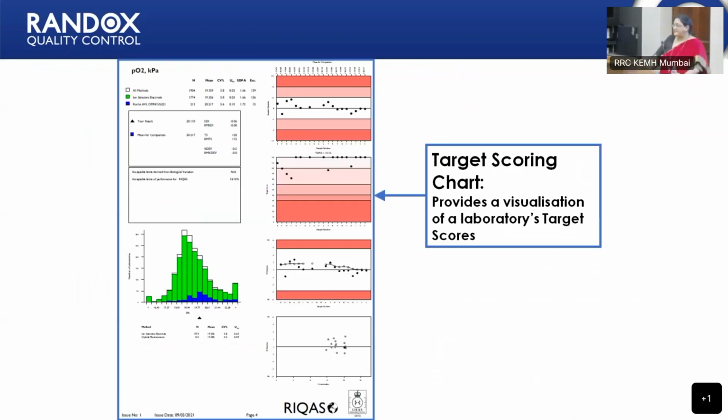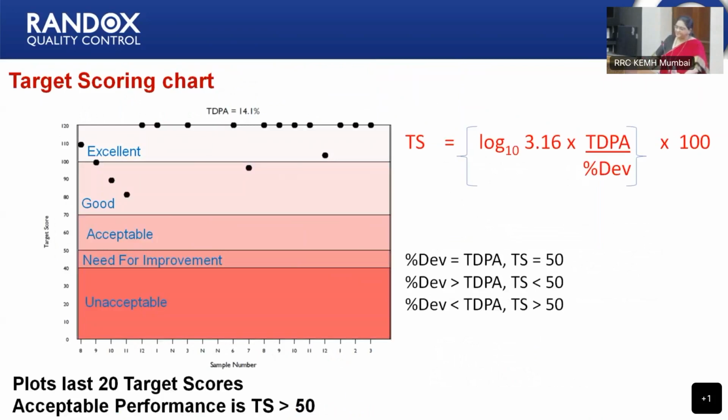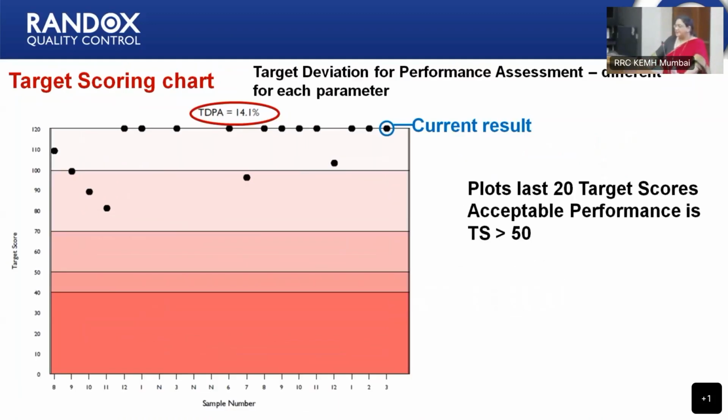The second graph is a target score chart. We've already discussed the target score, what it is and how it is calculated. This graph has a range. Again, the bottom x-axis shows the sample number with the last being the latest. And the y-axis shows the scale of 0 to 120, where 120 is the best. 50 to 70 is acceptable, 70 to 100 is good, and 100 to 120 is excellent. 20 sample data points are plotted on this.